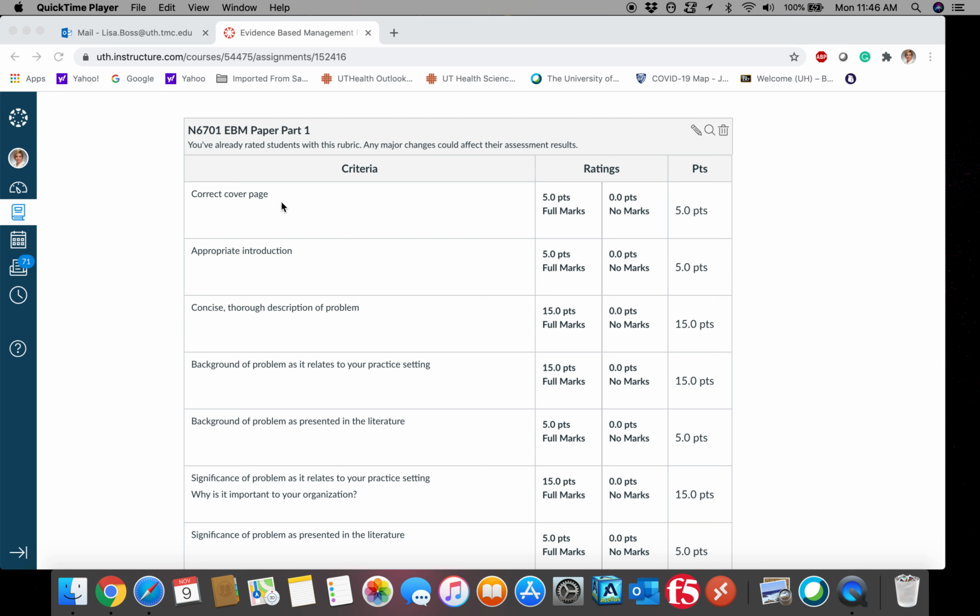So if you look at this very first criteria, correct cover page, that's 5 points. So that's 5 free points. So that means APA 7, you go in the book and you do the title page exactly like they have it. And that is, I'm looking for the page.